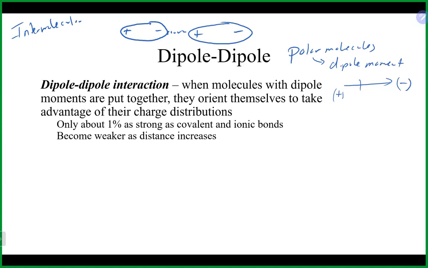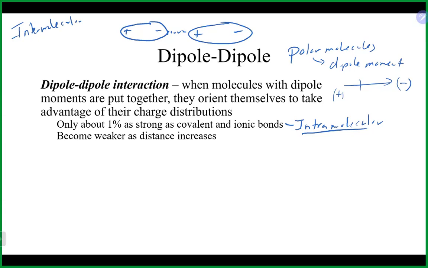As we talked about previously, it's only about 1% as strong as covalent or ionic bonds. That's because those are intramolecular forces, so dipole-dipole is much weaker than that. Dipole-dipole is pretty much the way polar molecules interact with other polar molecules when they do not have the ability to hydrogen bond, and it is really their major force to do that. It is a relatively strong force as well.